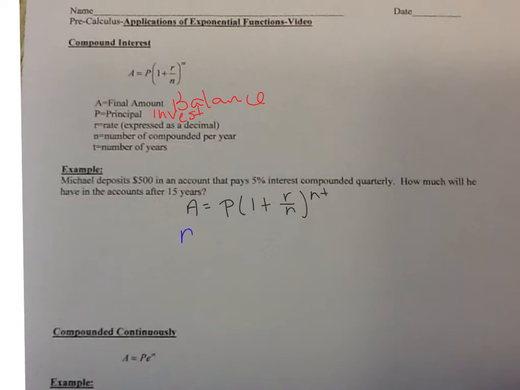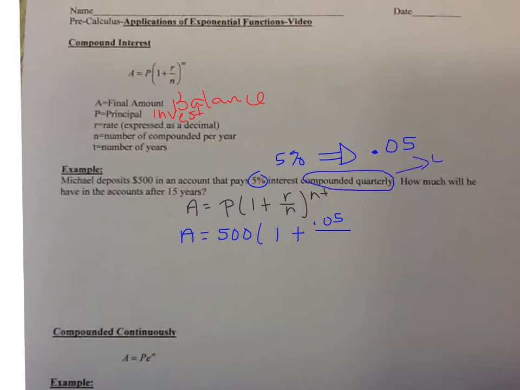All right, so I want to know how much is in the account, so I'm solving for A. P is your investment, which is 500, times 1 plus your rate. Your rate, the percent, you want to represent as a decimal, so you move the decimal 2 places to the left, which would be 0.05. So it'll be 0.05 over N, the number of times it's compounded. It's compounded quarterly, and quarterly would be 4 times a year. Raised to the 4 times T, which is how many years it's in the bank, which is 15. So you could just plug that in your calculator all at one time.